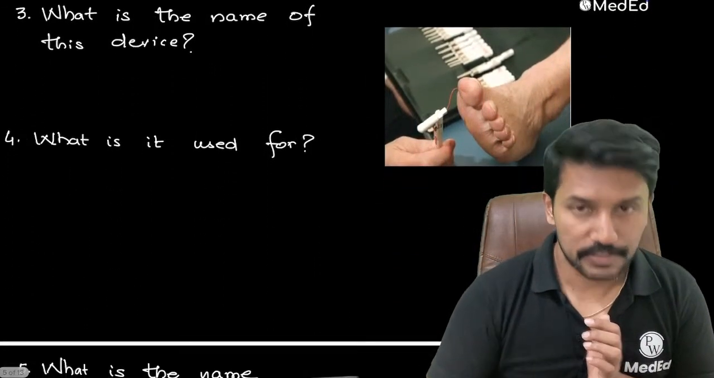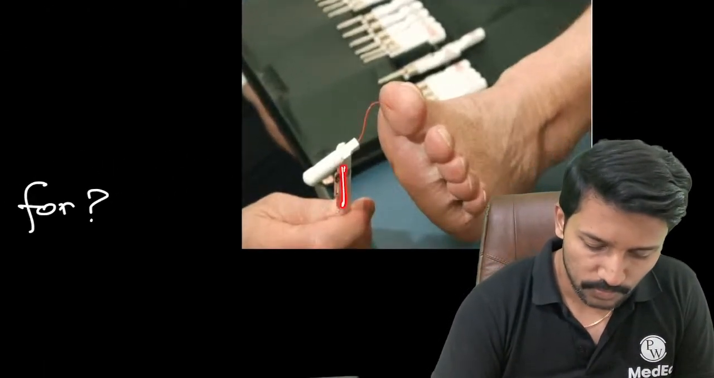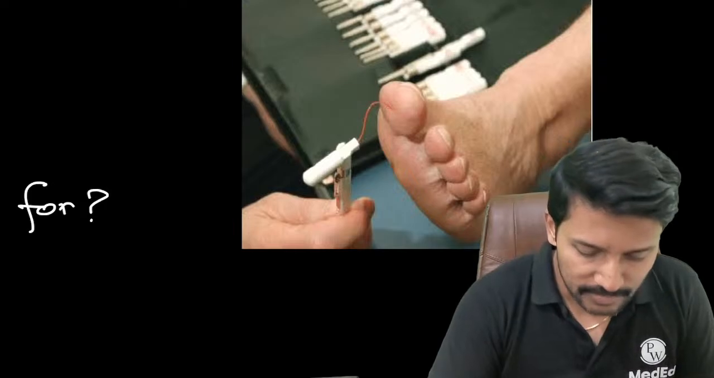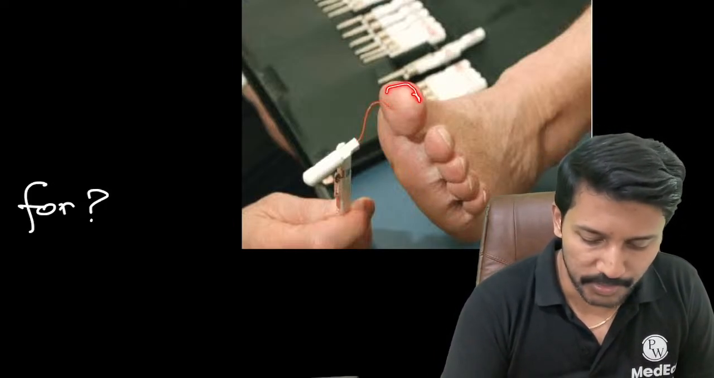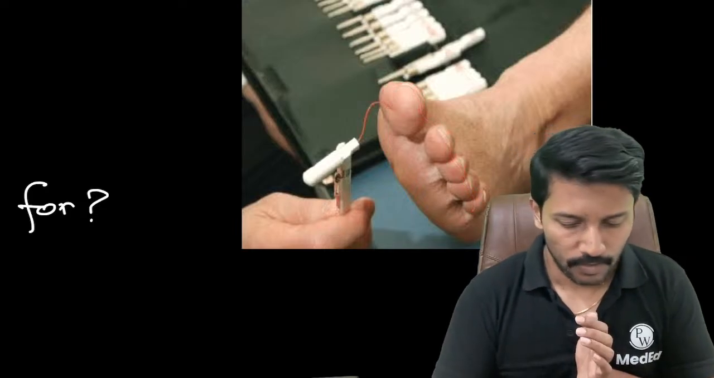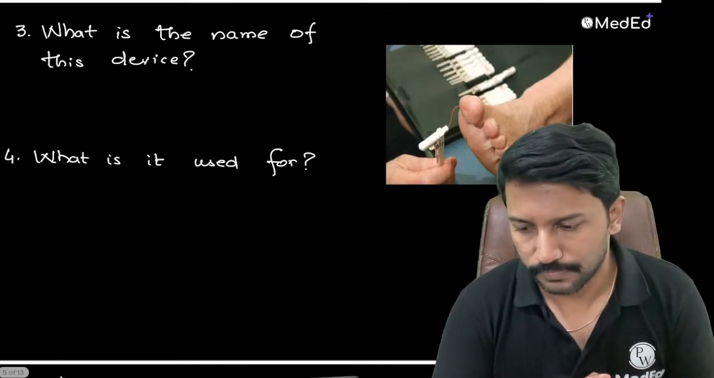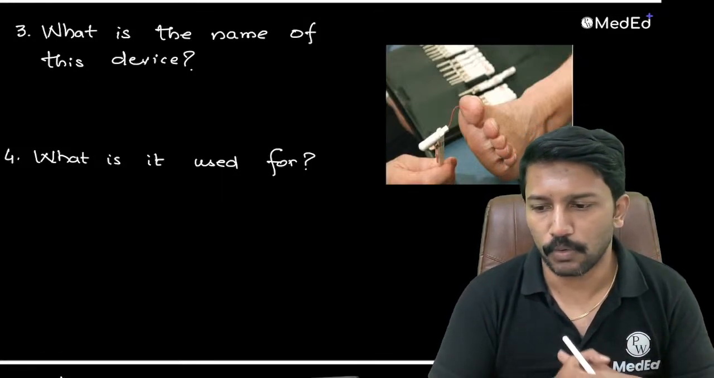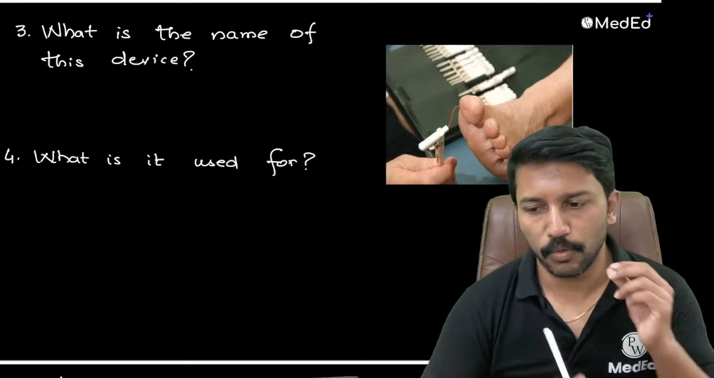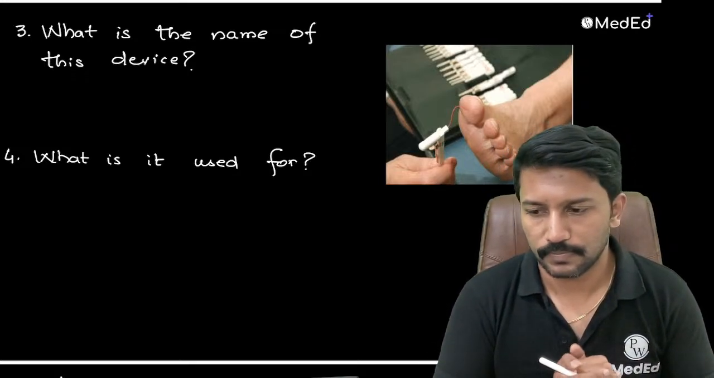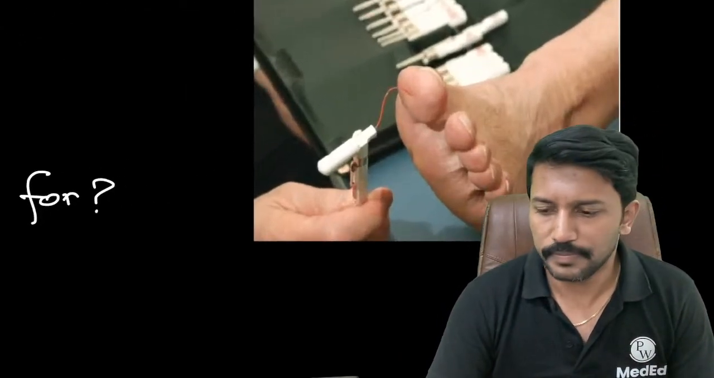Okay, next there is an image, and as you look into the image you will notice that someone is holding an instrument in his hand. It has a small thin thread or wire and he is trying to press it against the patient's feet. They are asking you what the name of this device is and what it is used for. Can anybody tell me the name of this device? Then we will talk about what it is used for. What do you think they are trying to do here?